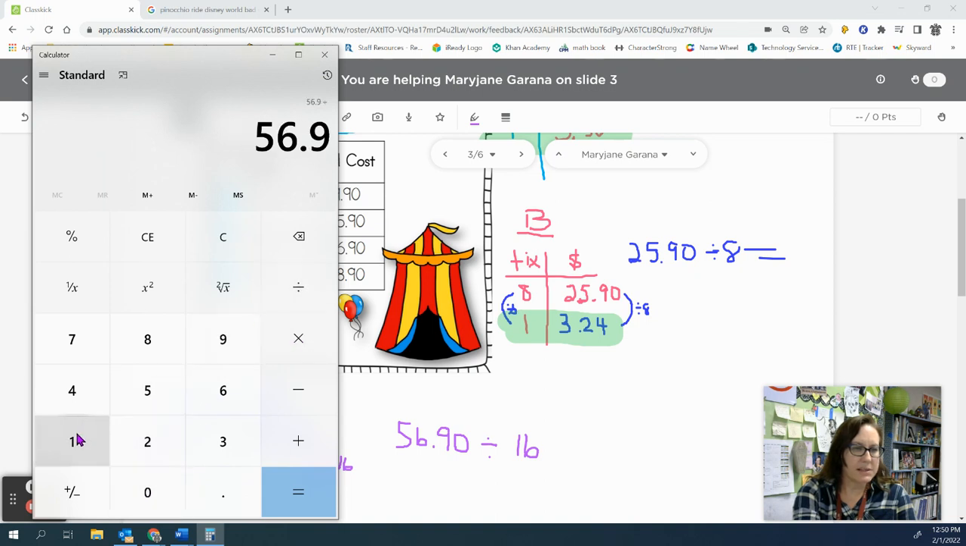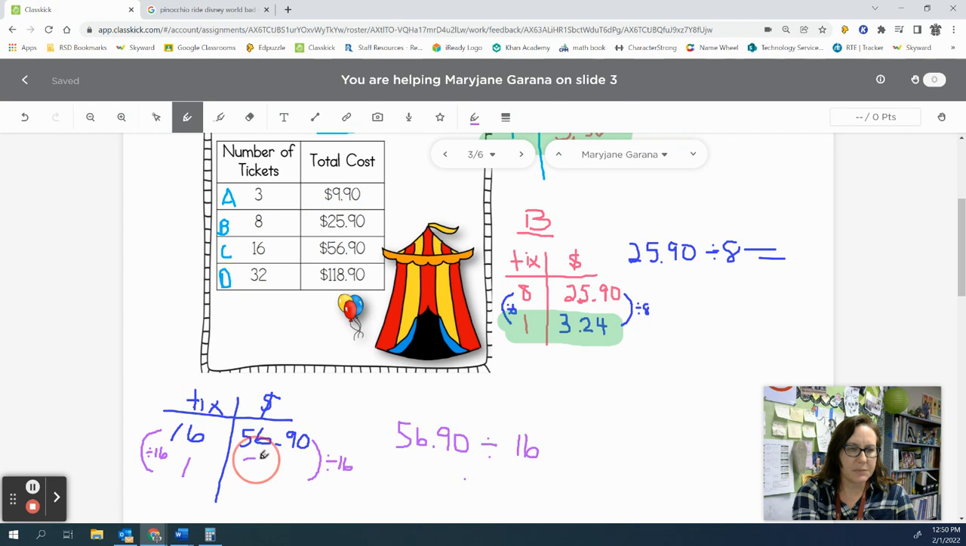56.90 divided by 16 is $3.55 or $3.56. This 6 here makes that 5 become a 6 because it rounds it up. 3.56. So for package C, for one ticket, you are paying $3.56. This is all the work I should see. I shouldn't see just an answer. I need to see your work, okay?